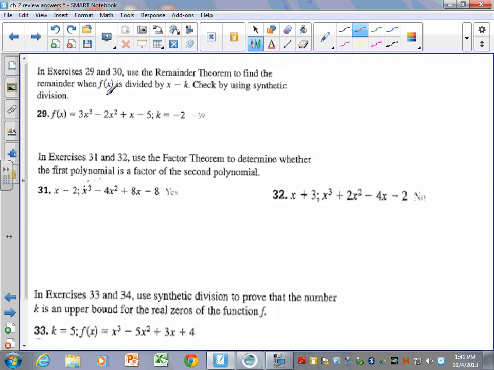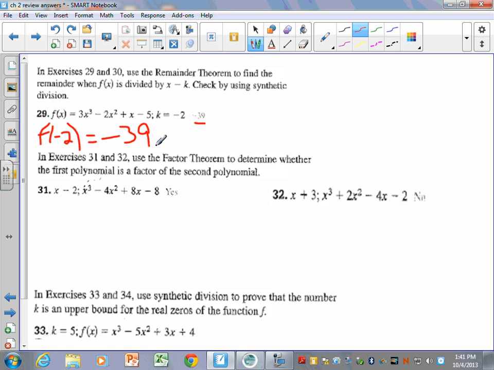Use the remainder theorem to see what the remainder is. Check by using synthetic division. So all you do on this one is use the remainder theorem. That means they wanted you to just plug -2 in here, right? Which means you just use your calculator. 3 times -2 to the third minus 2 times -2 squared plus -2 minus 5, and that right there is the answer. You should get -39.